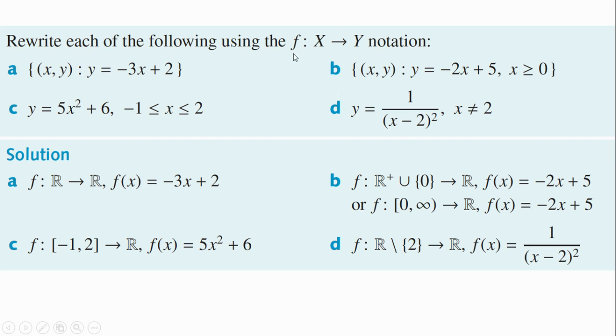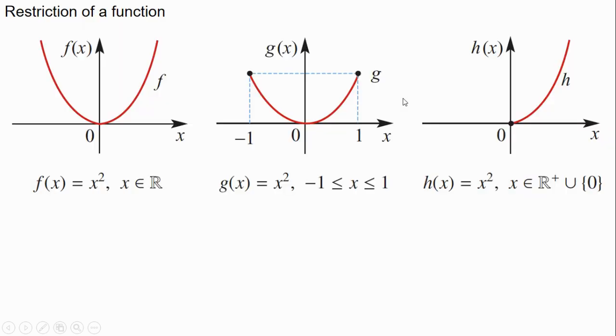So we're using the f, x, y notation, or just function notation. Restriction of a function. We can see this is x squared, this is x squared, and this is x squared. It's just got a restriction on it. That's got no restriction on it, so it's just every real number. This one is just between -1 and 1, and this one is just all positive numbers, including 0.